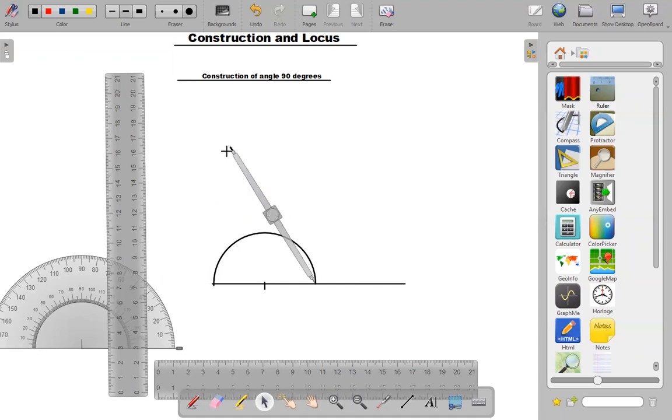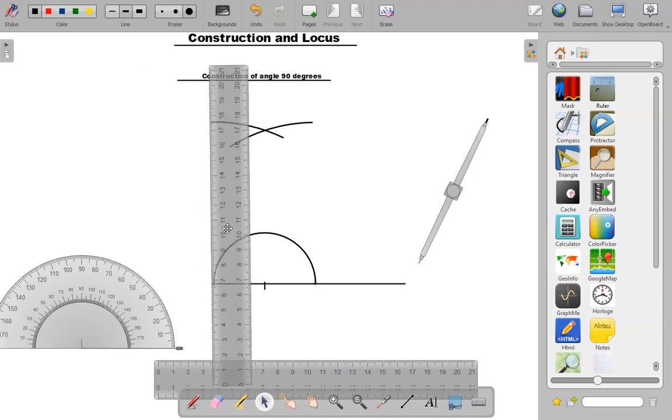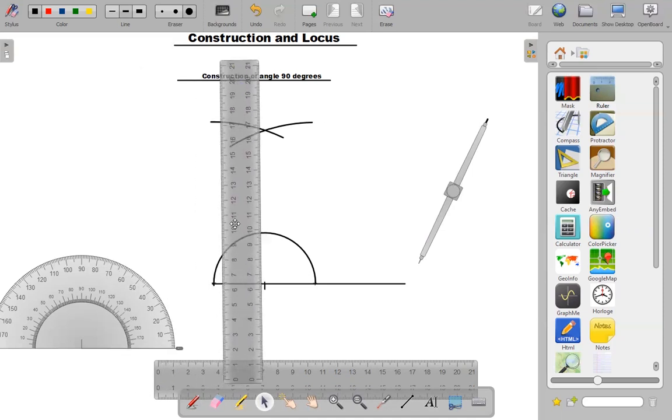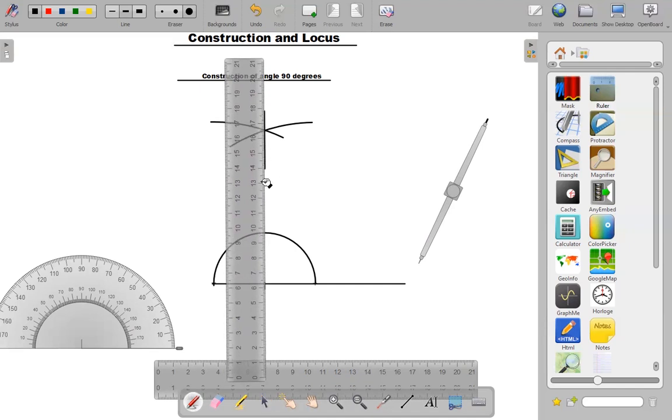I'm going to make an arc up here. And I'll take my still point to this point now. Look at this. The still point, place it here to cut the arc previously drawn. Cut it. And when the two arcs meet together, place a ruler there and join the point to your reference line. And join the point.